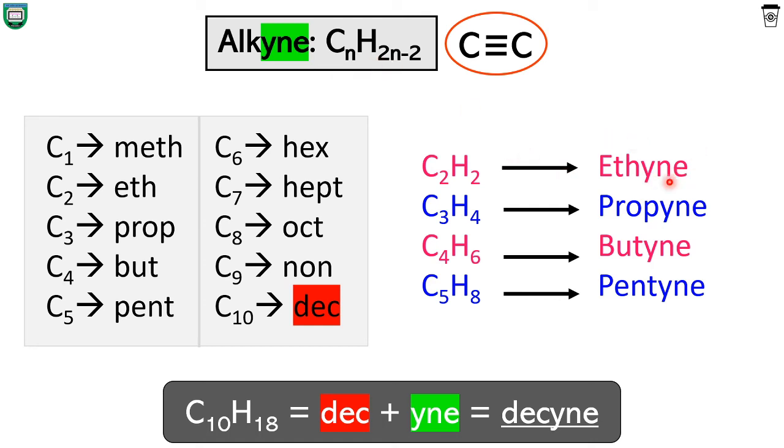So the name is ethyne. Let's name this molecule C10H18. C10 means dec is the root name, and let's substitute n is equal to 10. So 2 multiplied with 10, 20, minus 2, 18. So this molecule satisfies the alkyne general formula. So we put suffix -yne. So this molecule name is decyne.